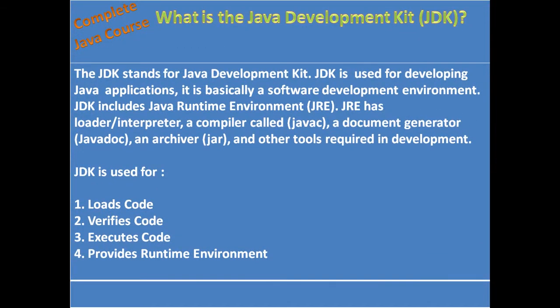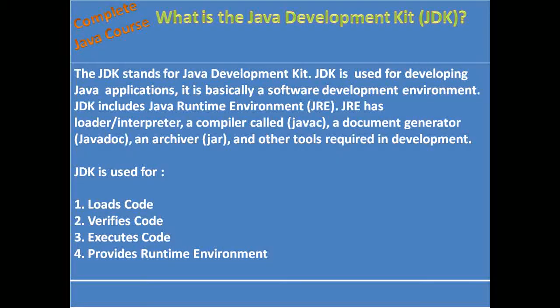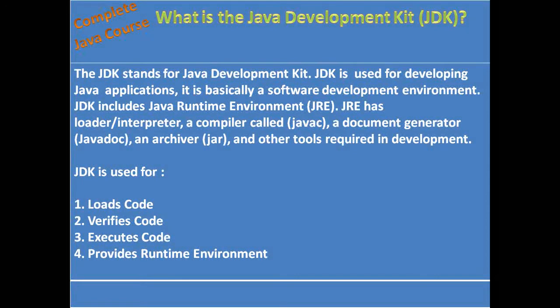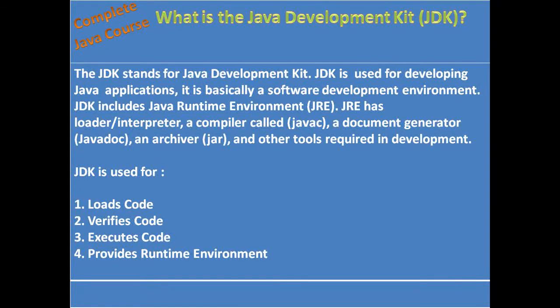The JDK stands for Java Development Kit. JDK is used for developing Java applications. It is basically a software development environment. JDK includes Java Runtime Environment, JRE. JRE has a loader, an interpreter, a compiler called javac, a document generator, javadoc, an archiver, jar, and other tools required in development. So basically JDK is a development toolkit.